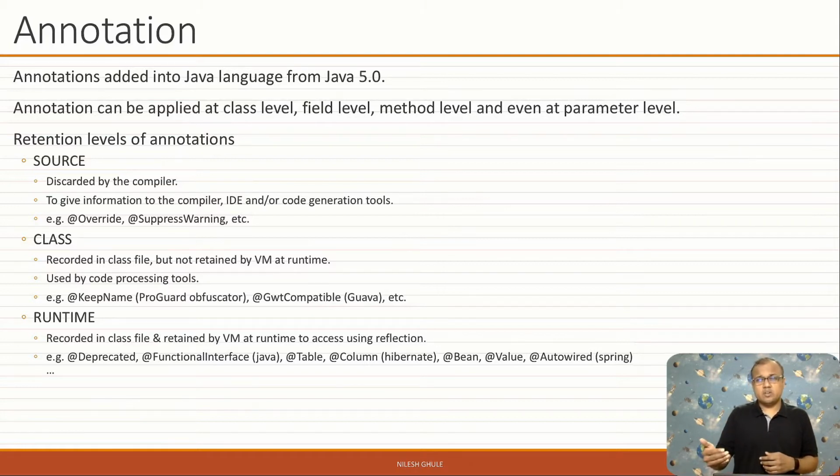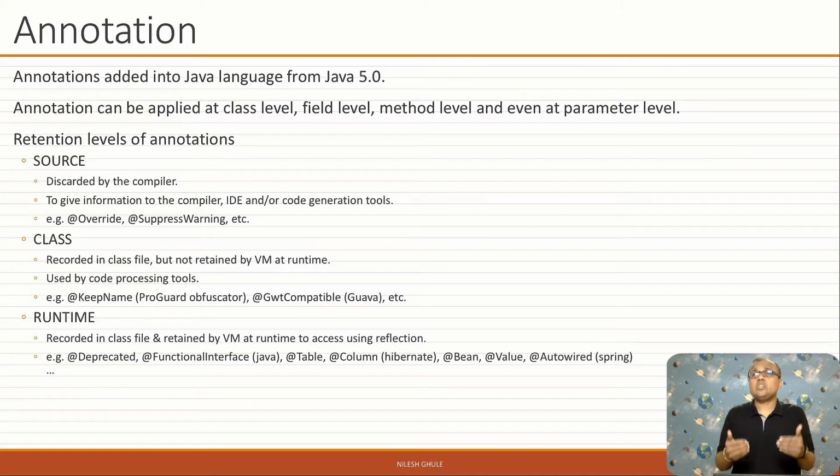Frameworks like Hibernate or the JPA specification have several annotations like @Entity, @Table, @Column, @OneToMany, and so on. Another popular Java framework, Spring, also has several annotations like @Controller, @Service, @Repository, @Bean, @Autowired, and so on.